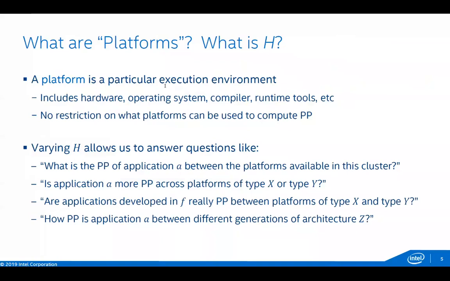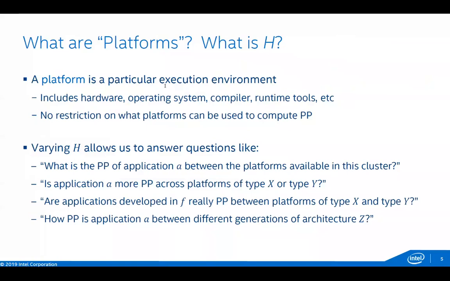So changing the platforms, we can answer questions like, what is the performance portability of my application on the platforms that I care about, the ones that are available in this cluster or the ones available at my facility, or the facilities that I have access to. We can look at whether a given application is more performance portable across platforms of specific types. So in a previous publication, we looked at taking the performance portability across just CPUs and the performance portability across just GPUs, and then as a third set, looking at the performance portability of CPUs and GPUs. And what that highlighted was that the applications we were looking at, in some cases, had an affinity for GPUs.